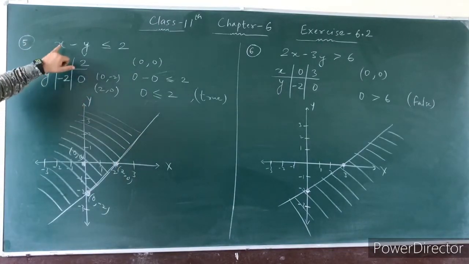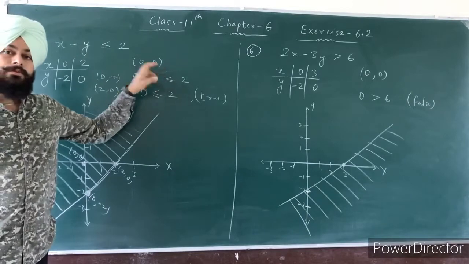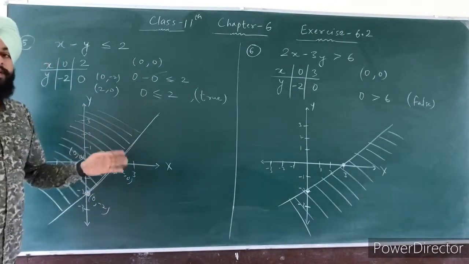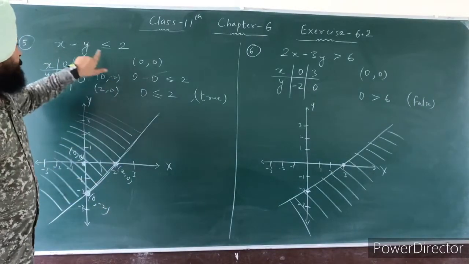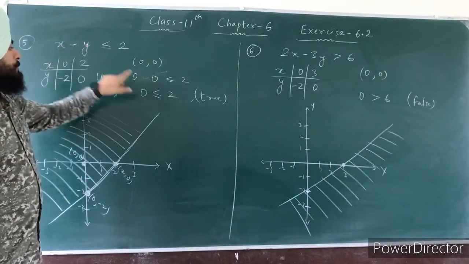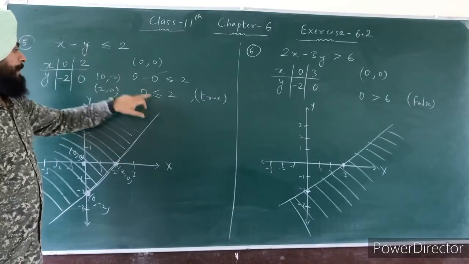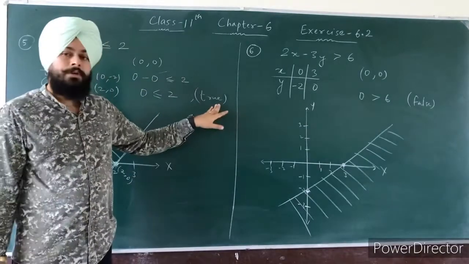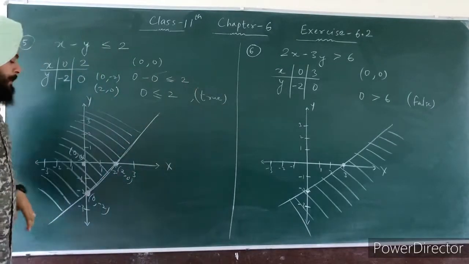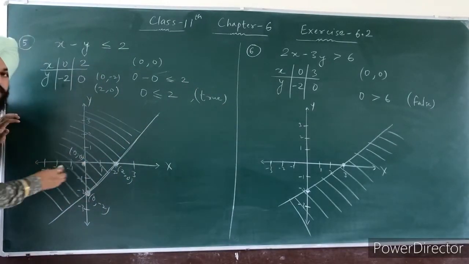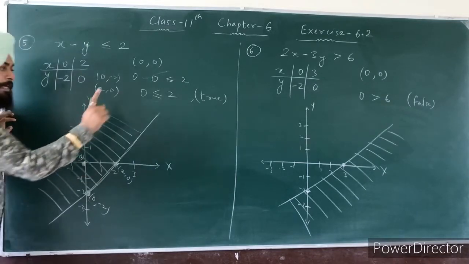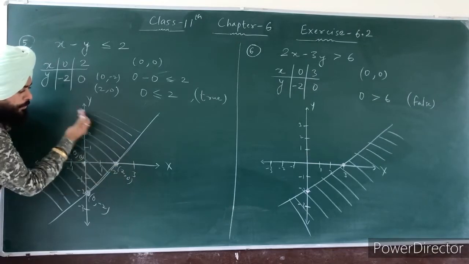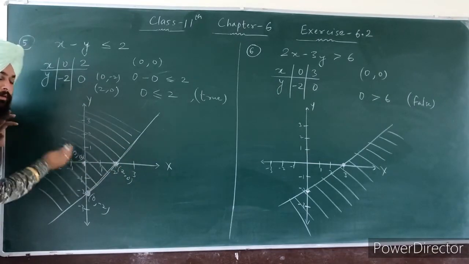Now you can put the values of x and y both as 0, 0, to shade the linear inequality. When x and y are both 0, then 0 minus 0 is 0, and 0 is less than or equal to 2. So it is true. When the statement is true, then you can include this (0, 0) point, the origin, in the shaded region.